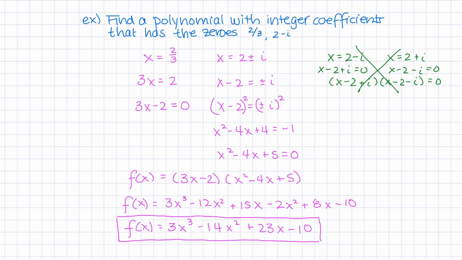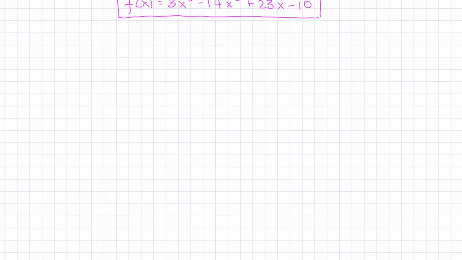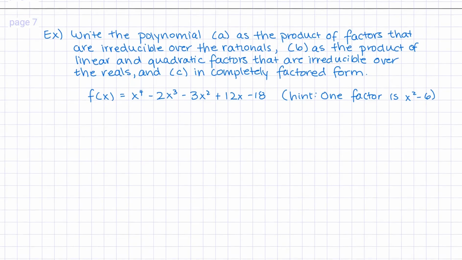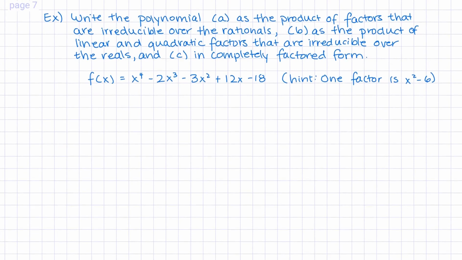And then finally, the last one. There's nothing different than what you've been doing. It's just the wording of the problem. So I actually copied these directions right from the book. Write a polynomial, A, as a product of factors that are irreducible over the rationals, B, as a product of linear and quadratic factors that are irreducible over the reals, and C, in completely factored form.